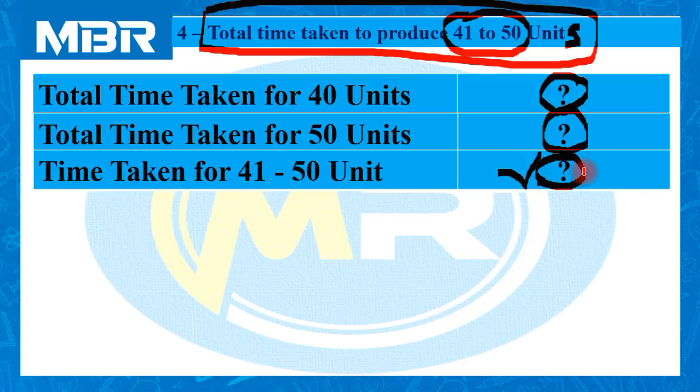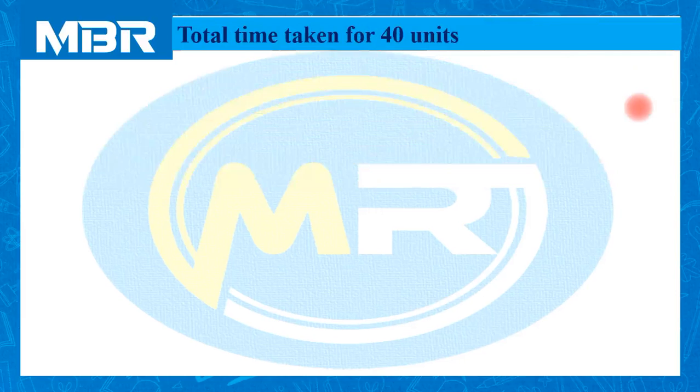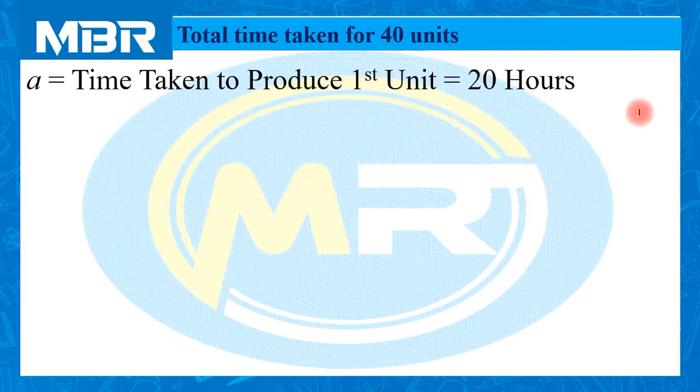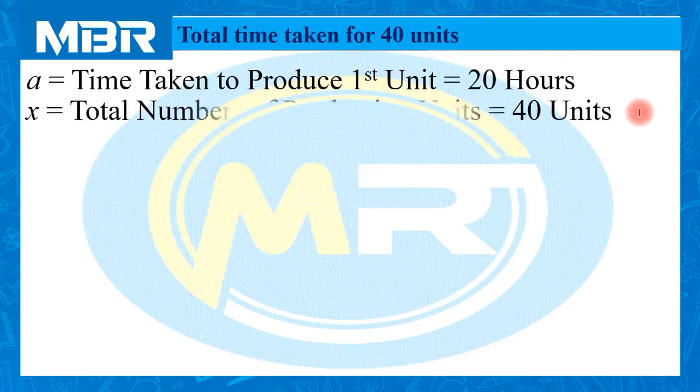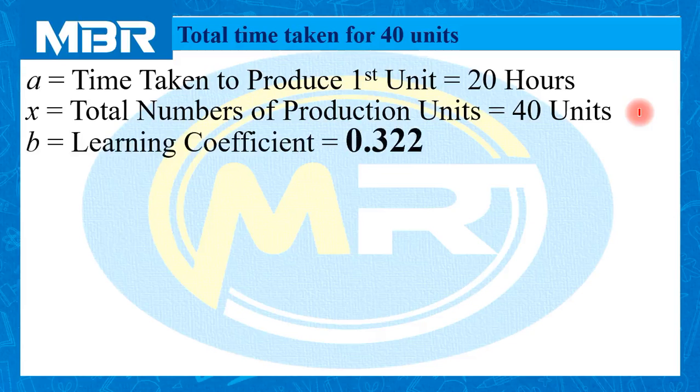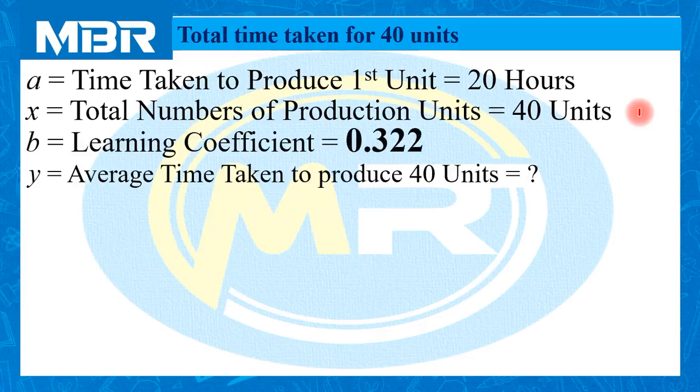So in order to find out this particular answer, first we need to calculate the total time taken for 40 units and then the total time taken for 50 units. Let us calculate the total time taken for 40 units. Time taken for the first unit, 20 hours. Total number of production units, 40. Learning coefficient 0.322, and Y, the average time taken to produce 40 units.